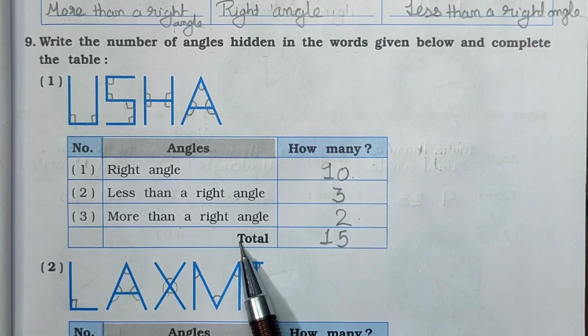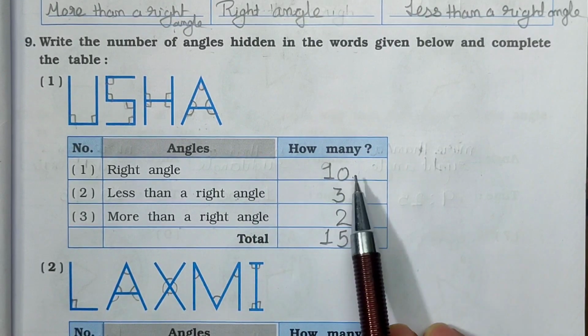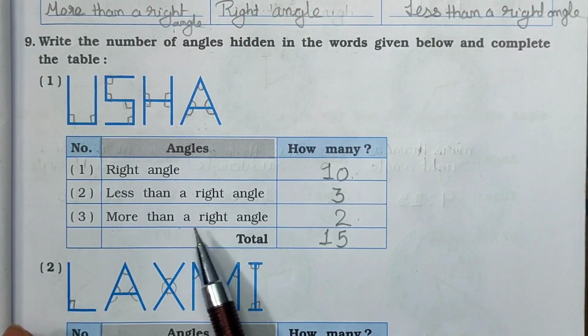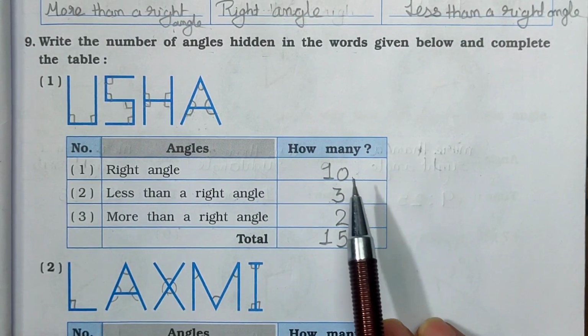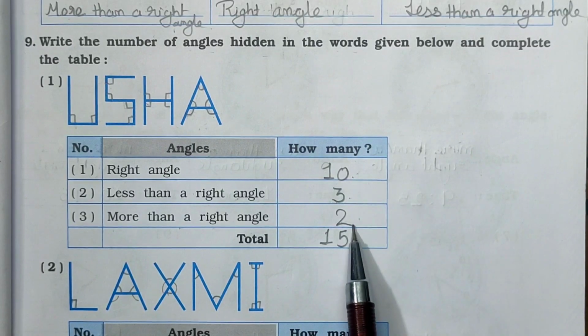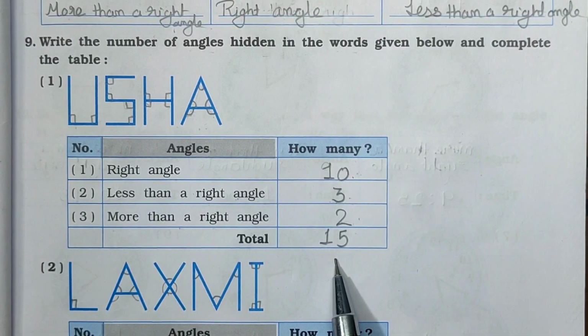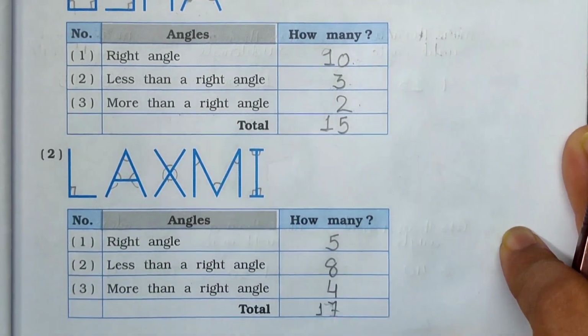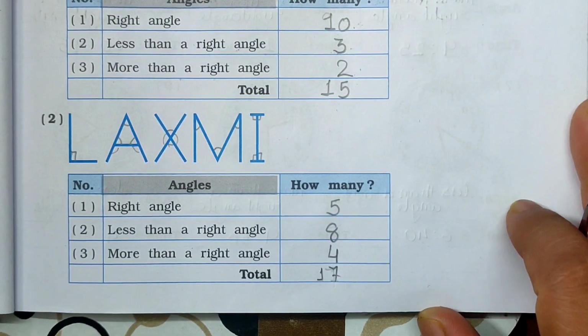And here the total is given. Total means: how many right angles, how many less than a right angle, and how many more than a right angle? So 10 plus 3 plus 2. 10 plus 3 is 13. 13 plus 2 is 15. So the total number is 15. Now see the second one. The second one is also the same as the above.